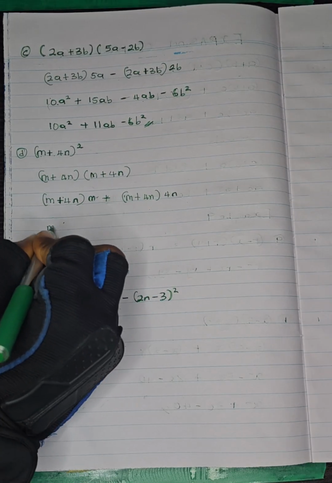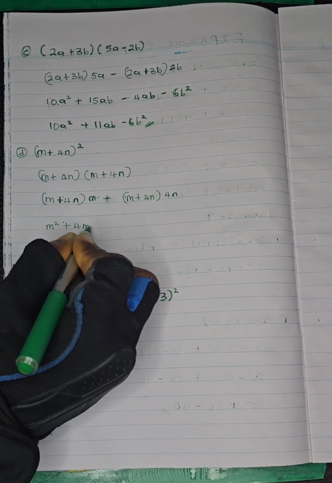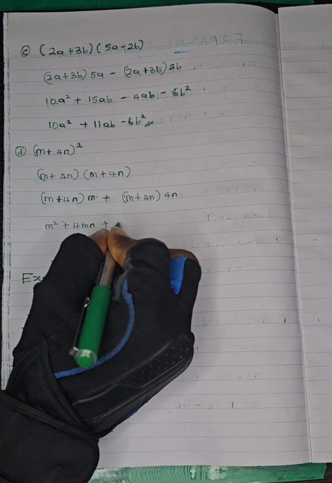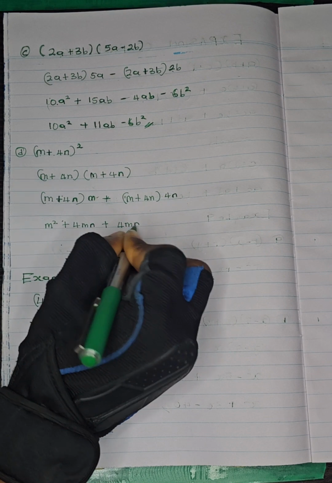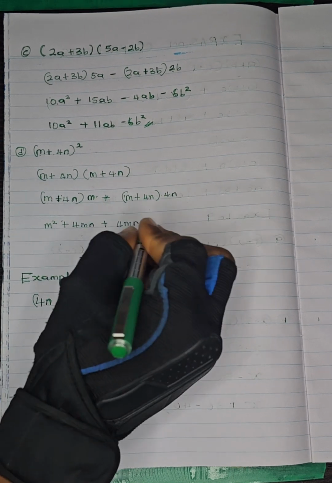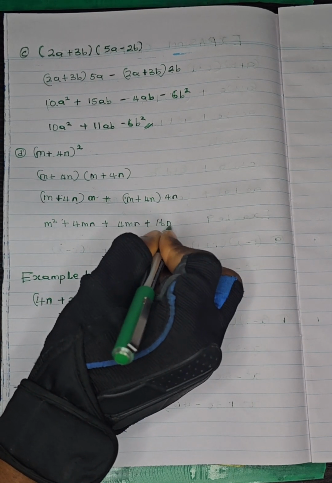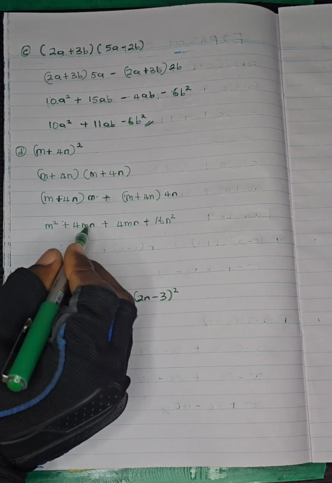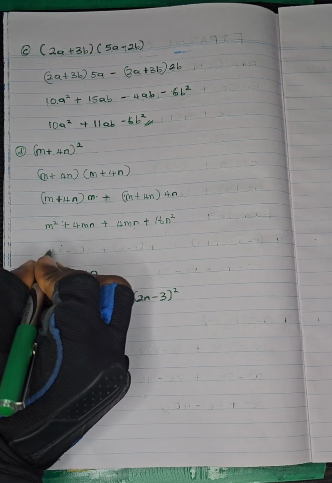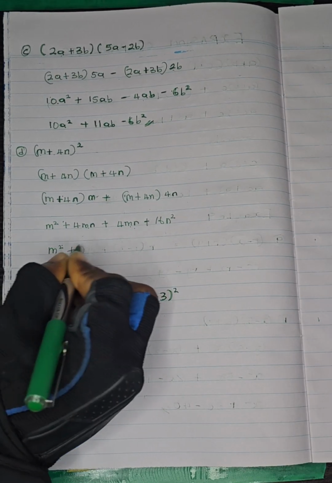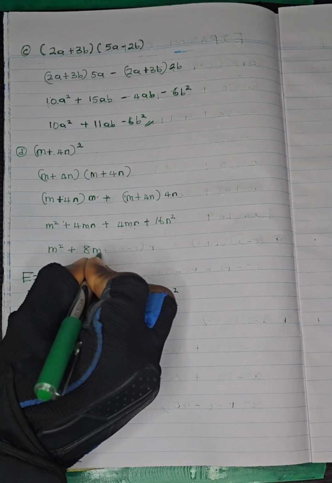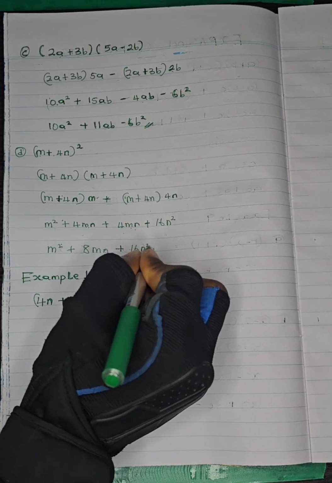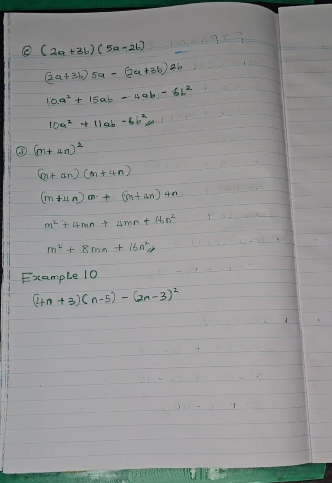M multiplied by m will give you what? m squared plus 4mn, plus 4m multiplied by n will give you 4mn. 4n multiplied by 4n will give you plus 16n squared. So we look for the like terms. This and this have the same algebra. So we have something like m squared plus 8mn plus 16n squared. This is your final answer.